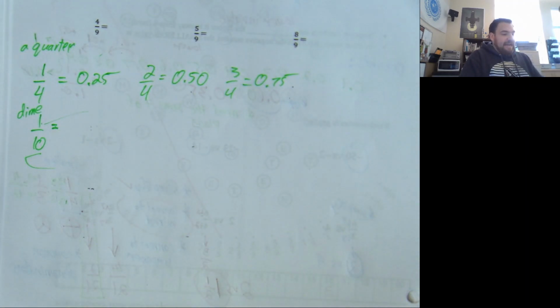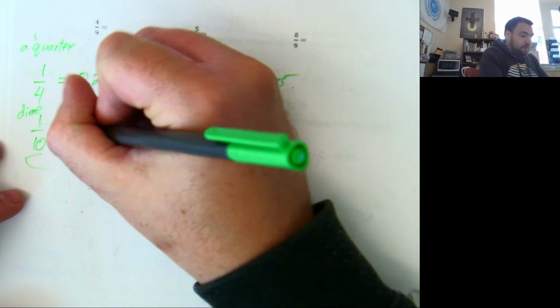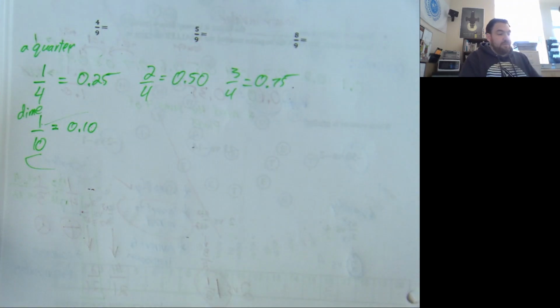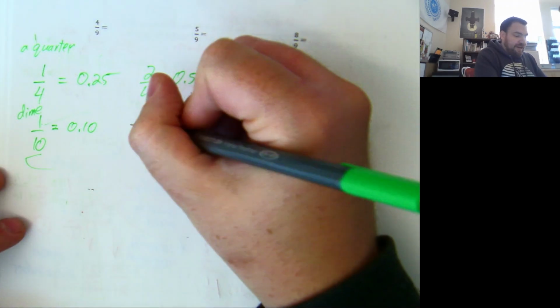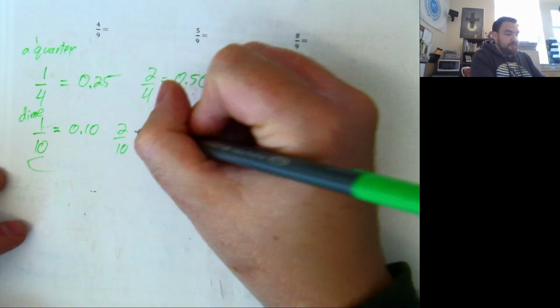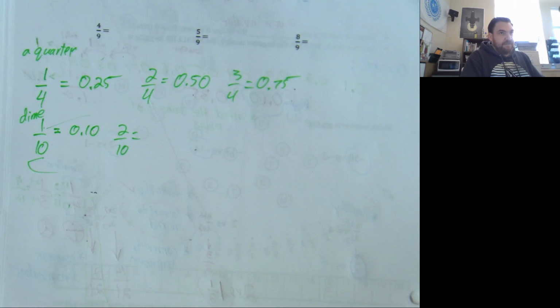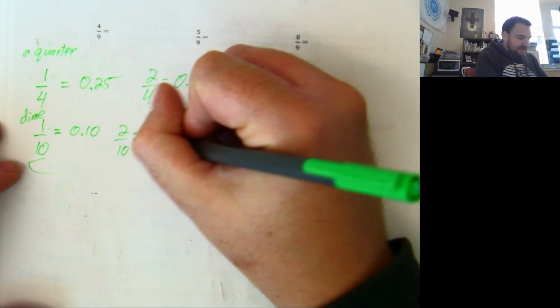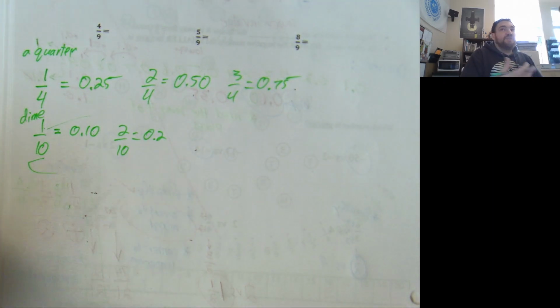If I have 1 dime, that's 1/10 of a dollar. What's a dime worth? 0.10. If I have 2 dimes, that's 2/10. That's how much money? Well, you're making eye contact with me, and you knew the first one, so I was lobbing you a softball, Garrett. 0.2. Done. 0.2.